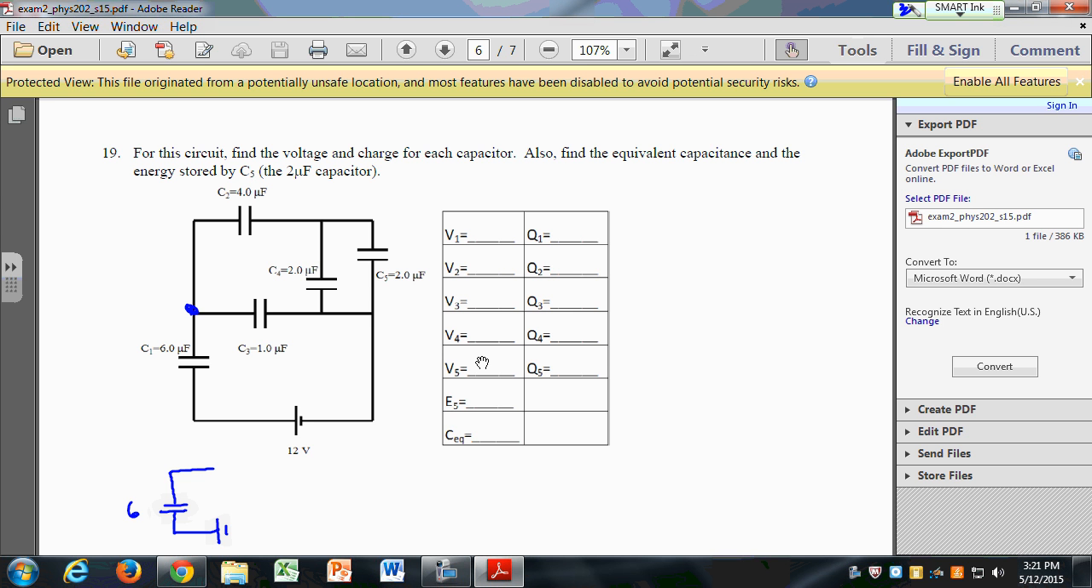This is right here, breaks into 2 parts. In the upper part, I have a 4. The lower part, I have a 1. And then I have a 2 and a 2 in parallel.